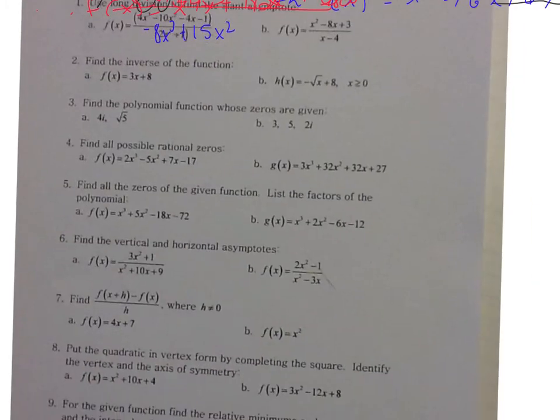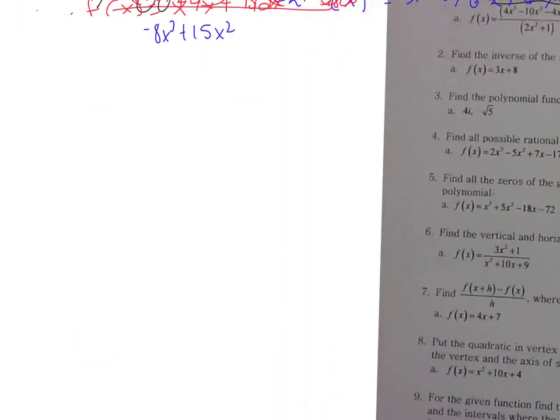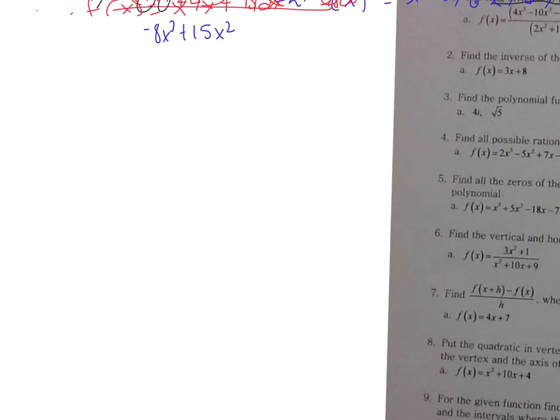All right, number 4 says to find all possible rational zeros. All right, so let me just move this over. So number 4, the function is f of x is equal to 2x cubed, sorry, minus 5x squared plus 7x minus 17.